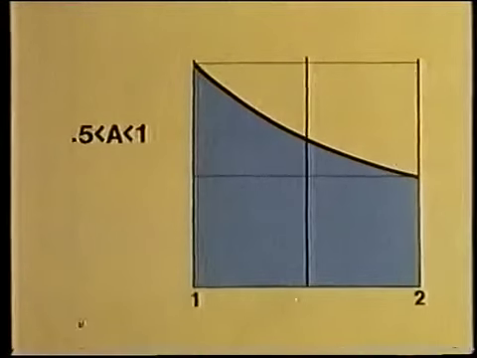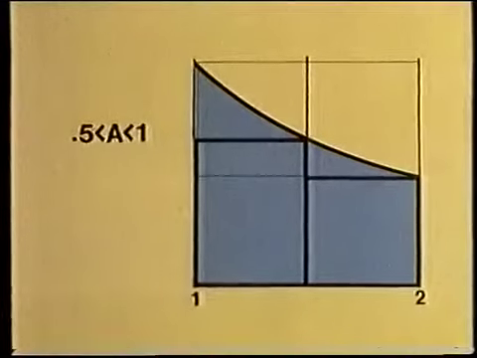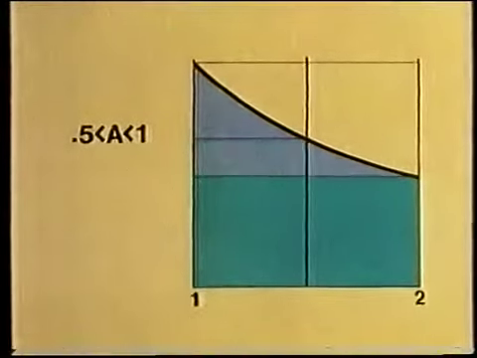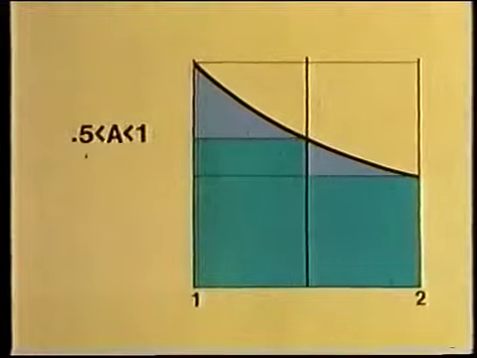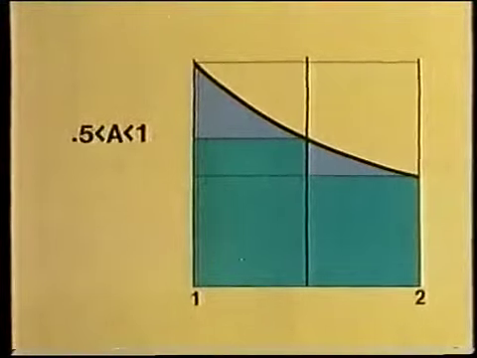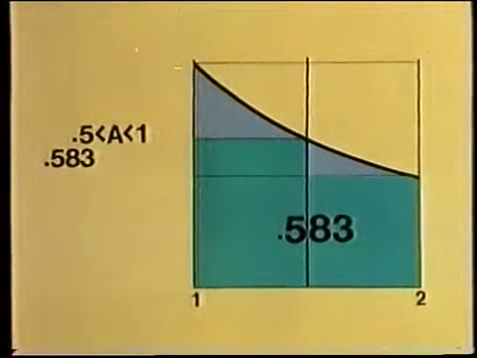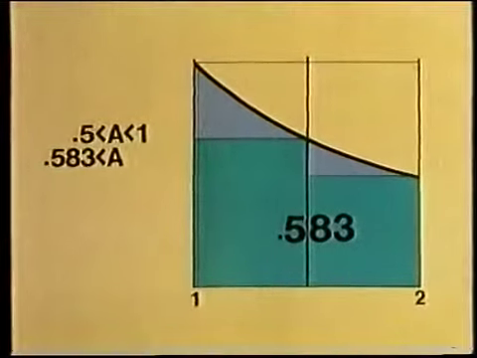Now, if we divide the strip in two, our underestimate will be these two rectangles. And notice what's happened to our original underestimate. It has increased. It's gobbled up more of the area. So the new underestimate is a better estimate for the area than the old one. Its value is 0.583 to 3 decimal places. So A is greater than 0.583.